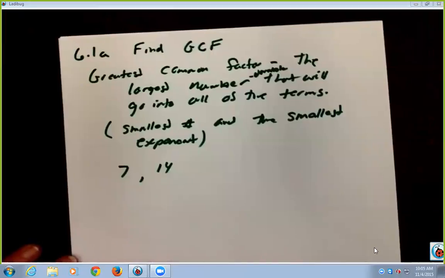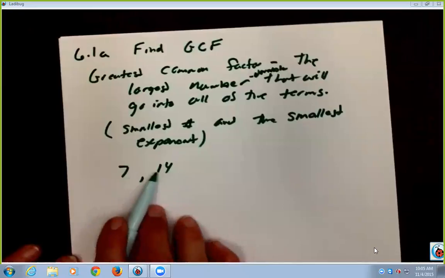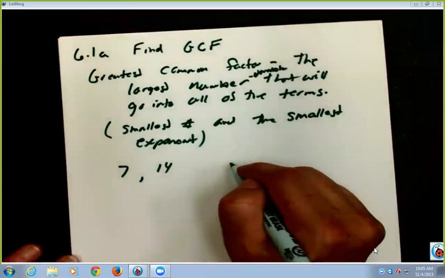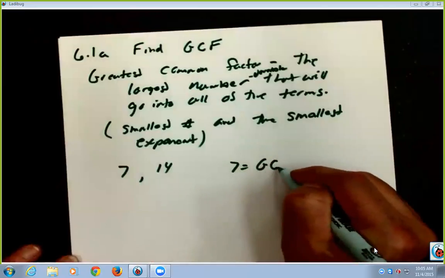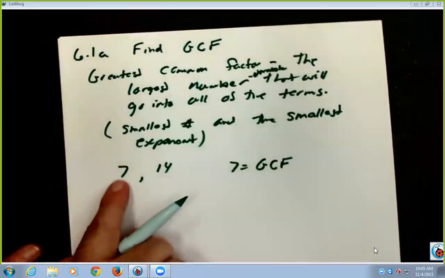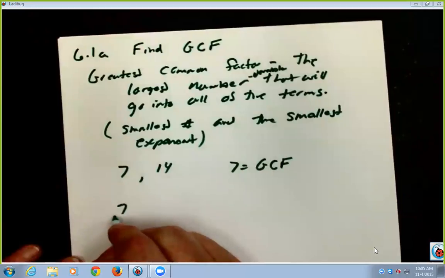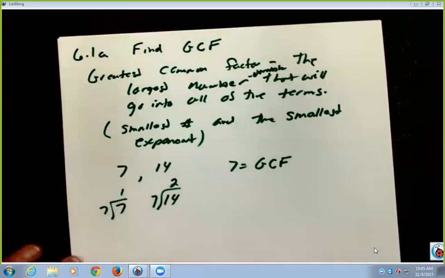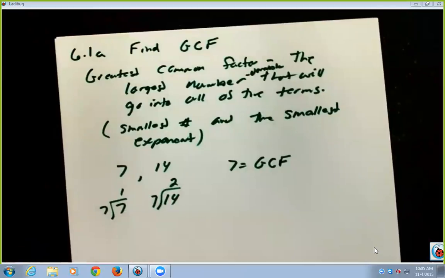what would be the largest number that would go into 7 and into 14, to find the greatest common factor? The greatest common factor that will go into 7 and 14 will be 7. It's because 7 goes into 7 once, and 7 goes into 14 twice. So when we find these greatest common factors, we're going to be able to pull them out and remove them from whatever the number is that we happen to have.